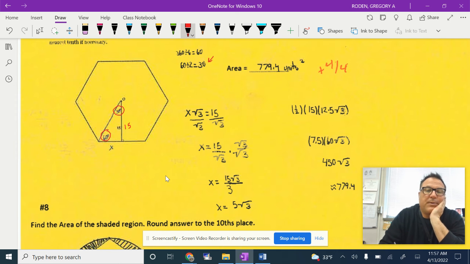So remember, on a 30-60-90 triangle, long leg equals short leg times the square root of 3. So we know that long leg is 15. We don't know what short leg is, but we know we're going to multiply that by the square root of 3. Divide both sides by the square root of 3 to solve for x. And then you rationalize. Right here, he's rationalizing.